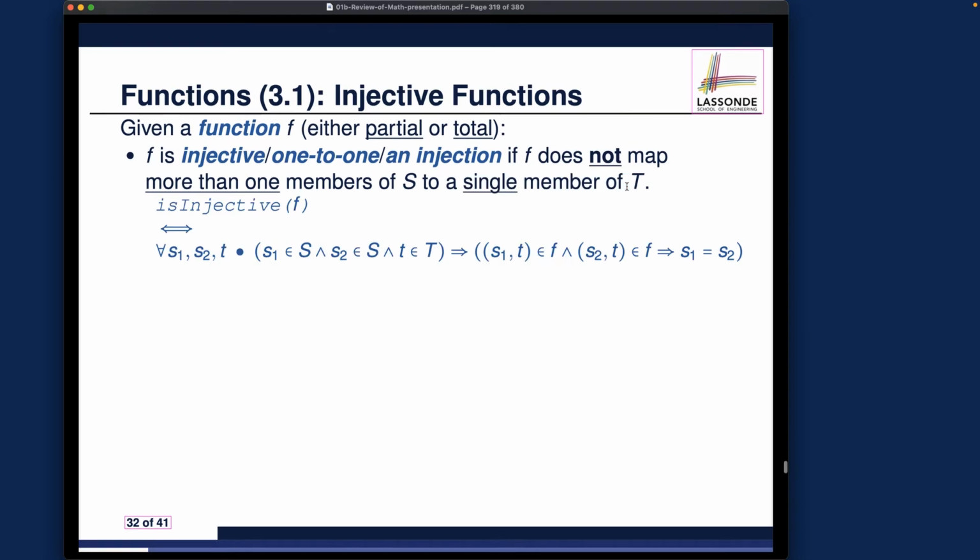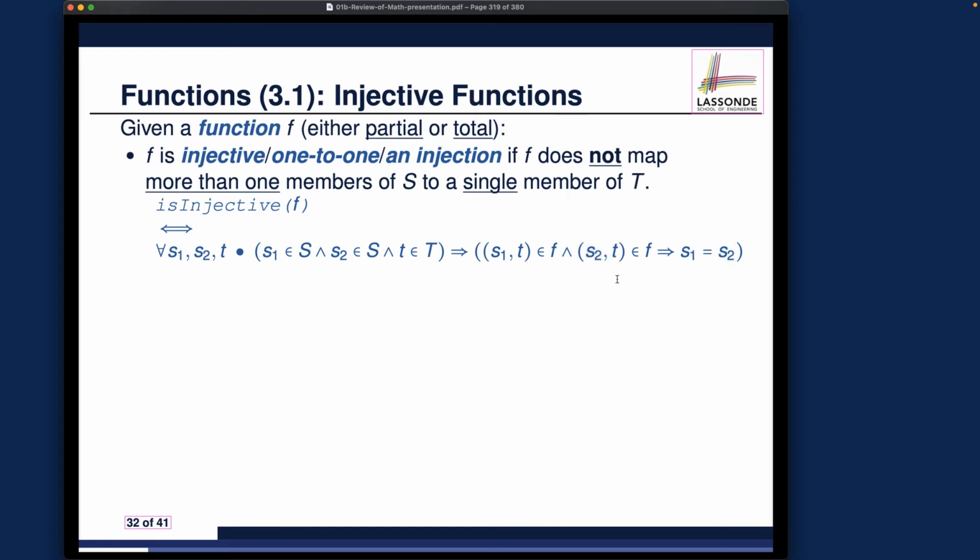Let's see the formal definition. We'll say F is injective if and only if, and we're using universal quantification to specify it, for all S1, S2, and T such that, so this part here is the typing constraint. We say S1 is from the first set, S2 is from the first set, and also T is from the second set. And we're talking about the relation between S and T, of course, as always. And this is the property that an injective function should satisfy. If (S1, T) and also (S2, T) are the two member ordered pairs in the function, in that case, S1 must be equal to S2.